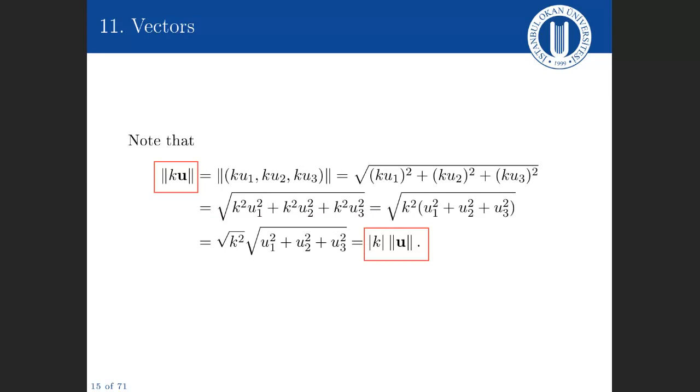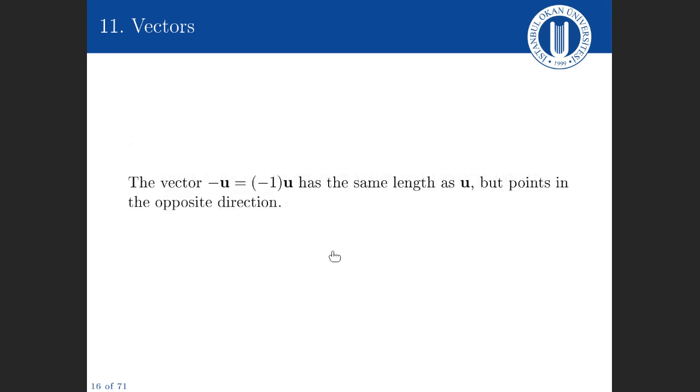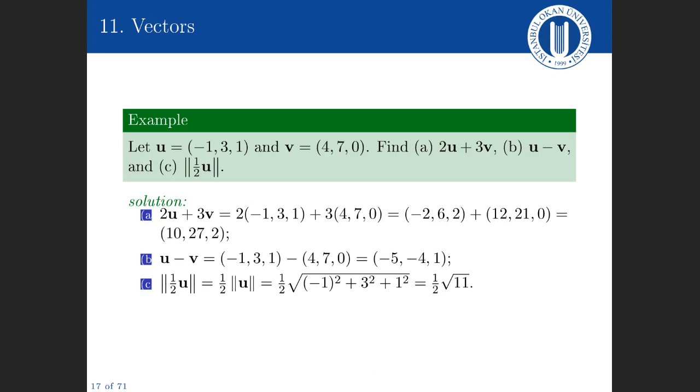The formula to remember is the norm of ku is equal to the absolute value of k multiplied by the norm of u. And let me just point out, because k is a number, we use these single vertical lines. Because u is a vector, for the norm of u, we use double vertical lines. ku is a number multiplied by a vector, that is a vector. As I said previously, the vector minus u has the same length as u, but points in the opposite direction.